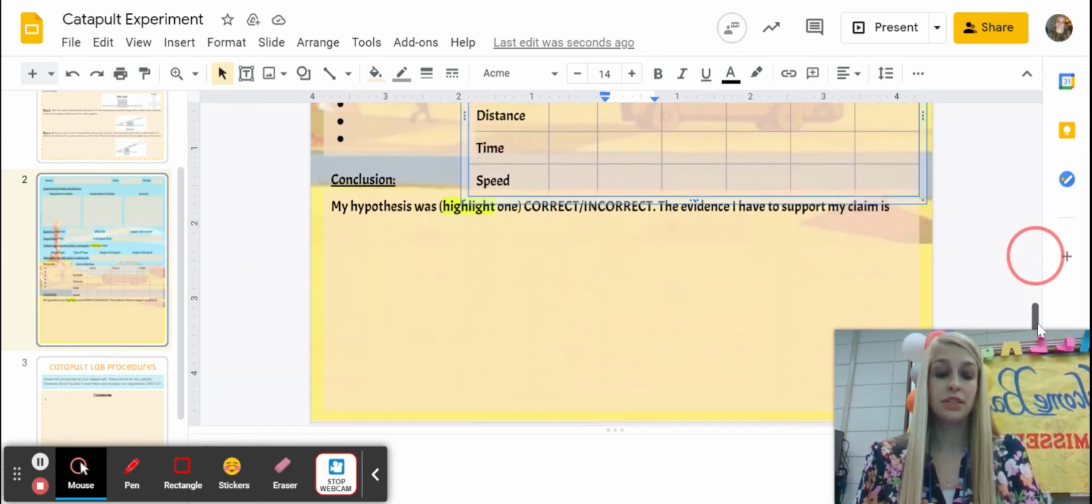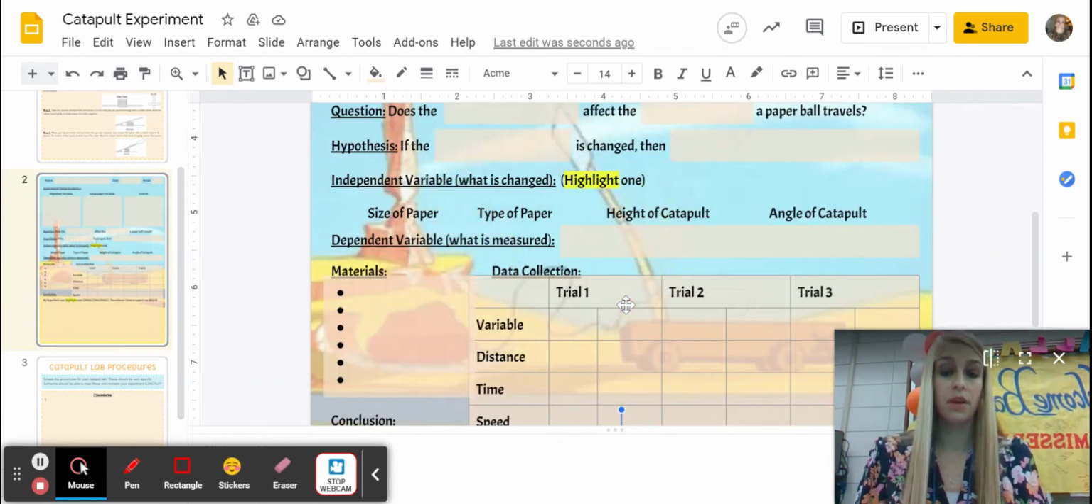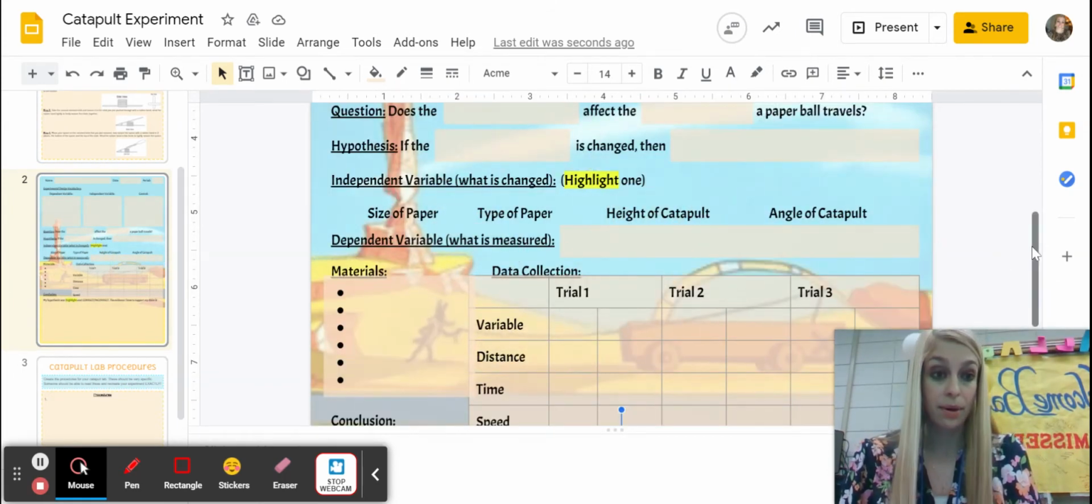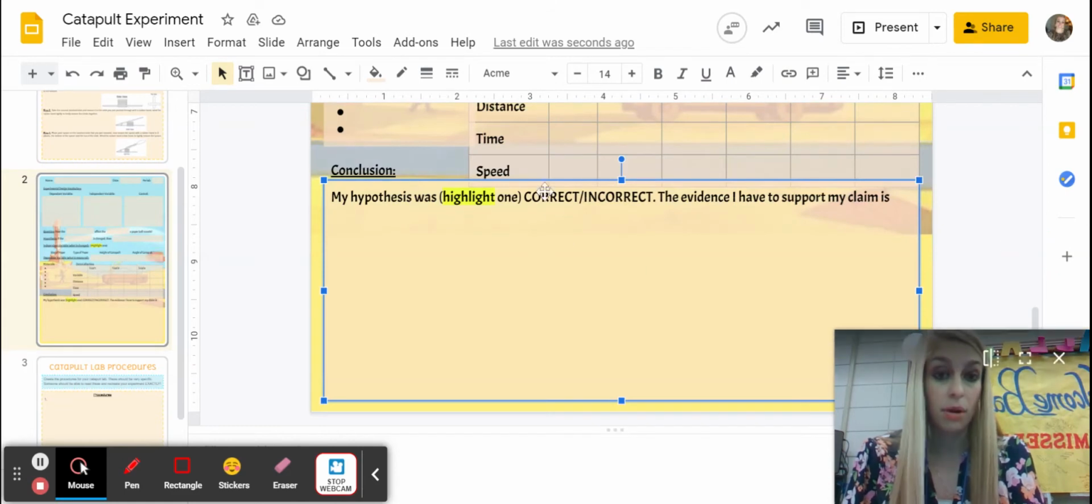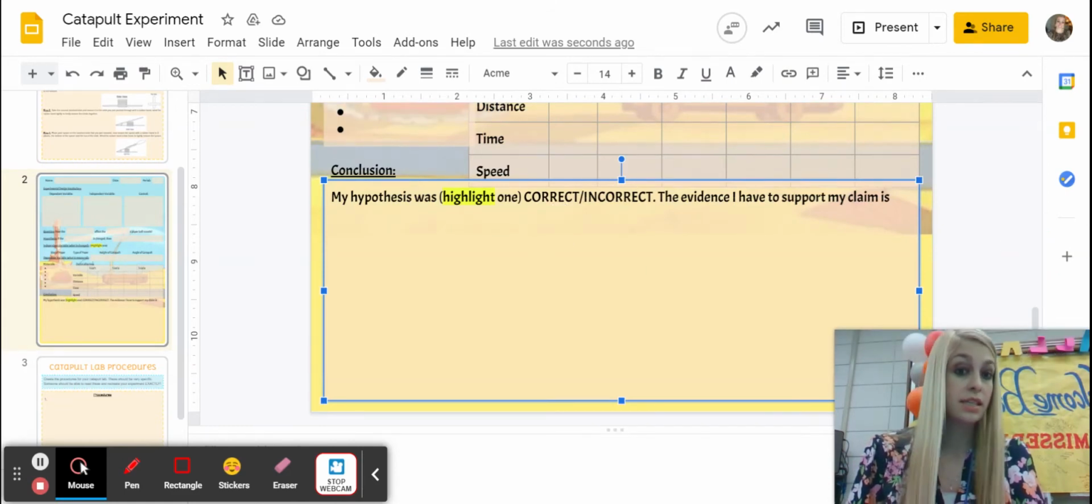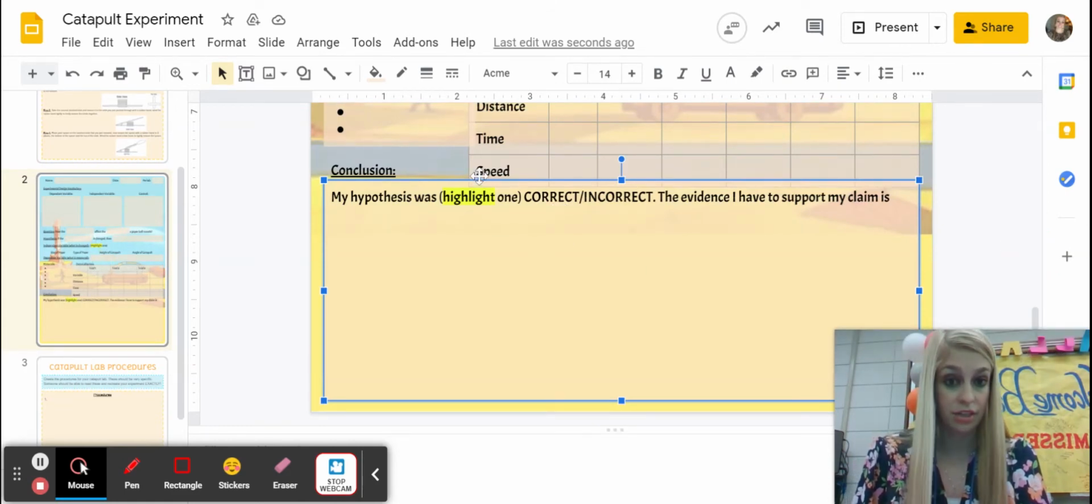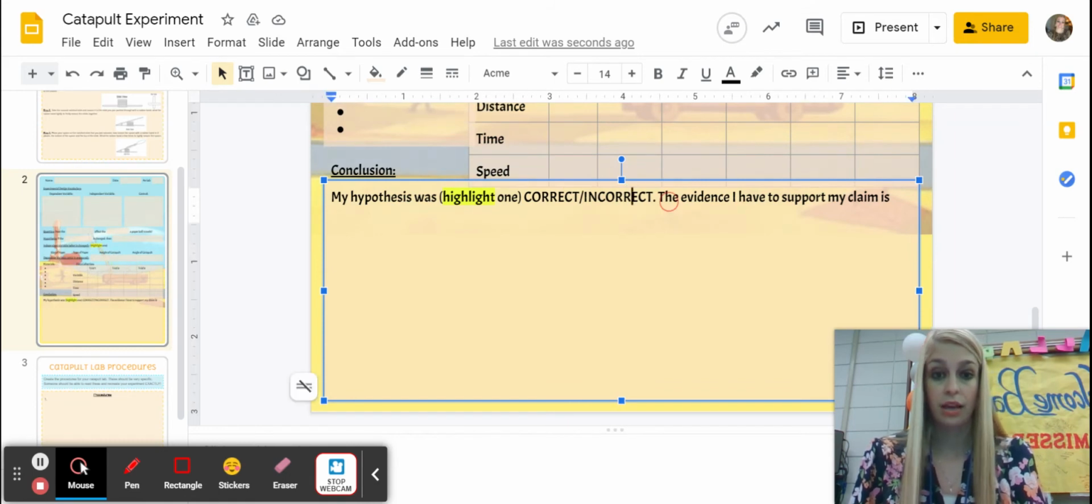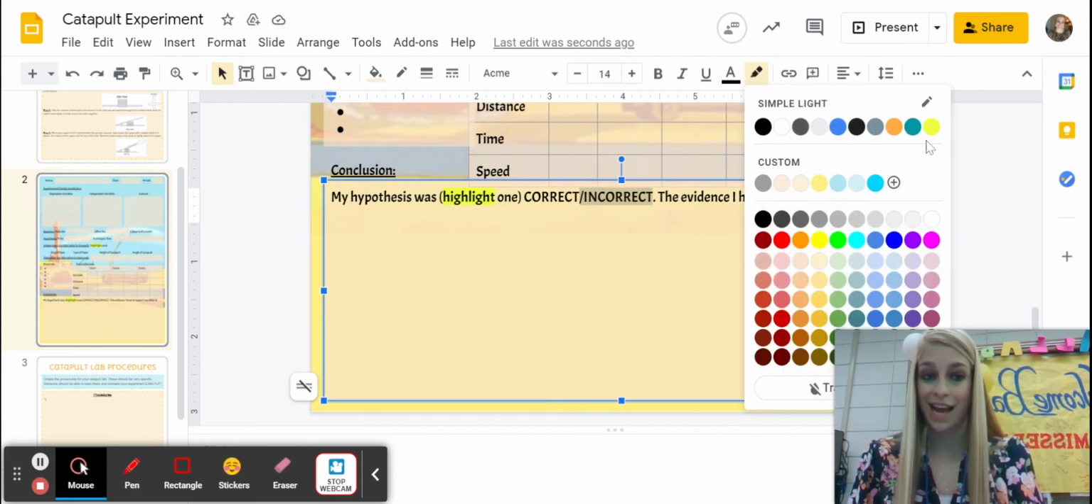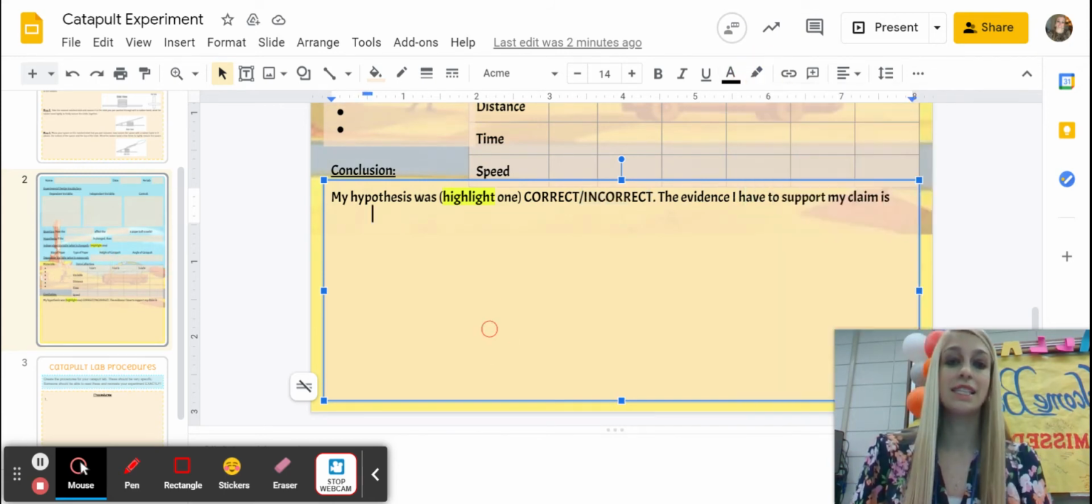Last thing you'll do is you'll complete your conclusion. So it's okay if your hypothesis is wrong. That's not a problem. That's what happens in science. Say that it's incorrect or say that it's correct. You highlight by highlighting, and then you click on this and highlight, in case you still don't know. That is how you highlight.